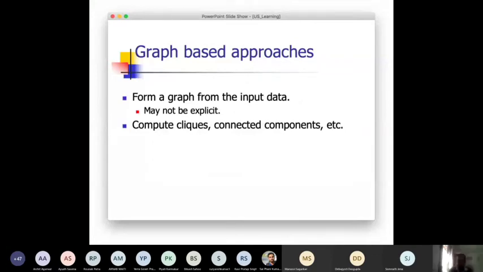So I discussed k-means clustering, and then we extended to the mixture of density function based grouping or clustering, and then we considered the hierarchical clustering approach, which gives you a tree and also graph-like structure. But I will explicitly now discuss another approach, which has a quite different flavor, and we call it graph-based approaches.